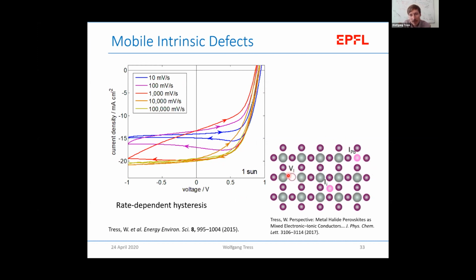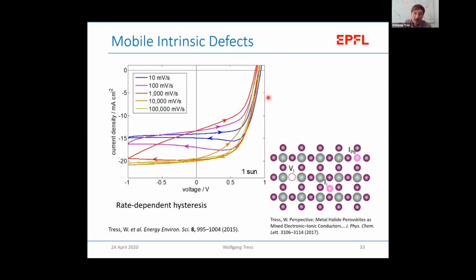So imagine that, for example, here we have our lead iodide. Let's say that this is missing. This would be a vacancy. And this would then be positively charged, because the I minus is missing. Applying electric fields, this vacancy could move around, and there was more and more evidence collected in the last couple of years that we indeed have all kinds of ionic defects which move around there.